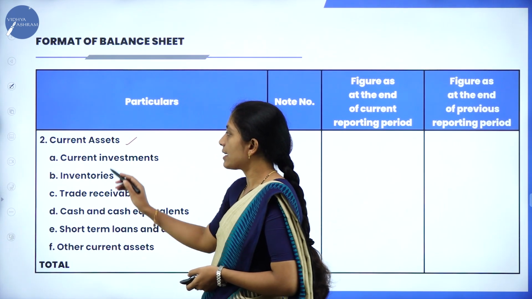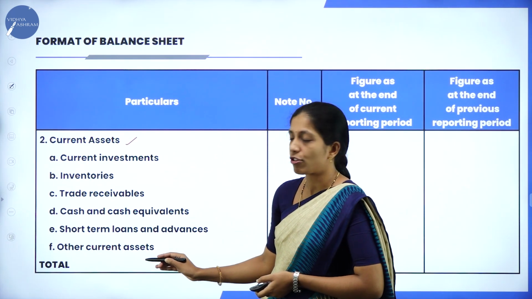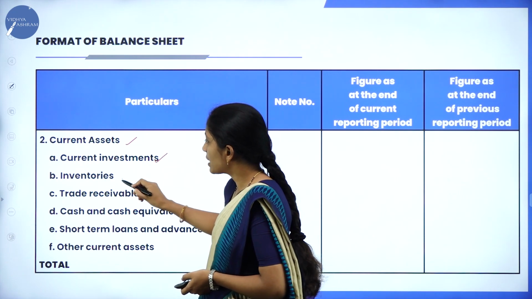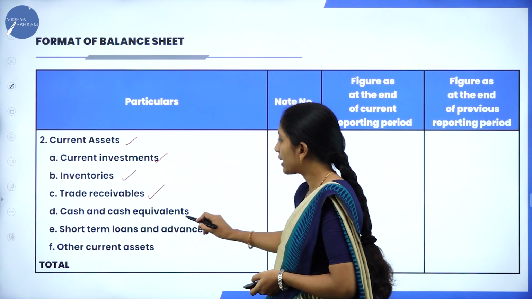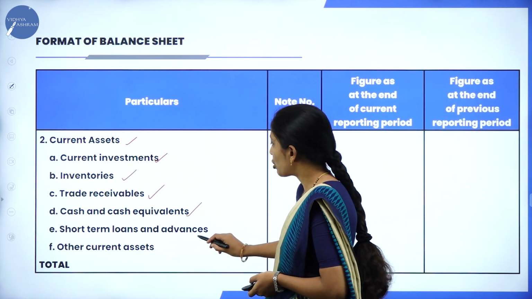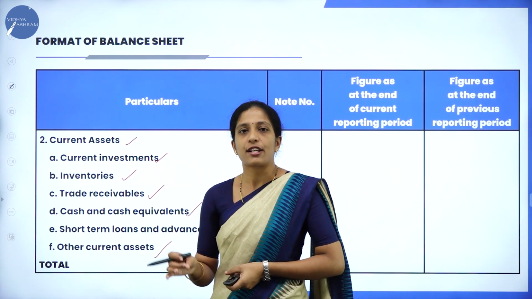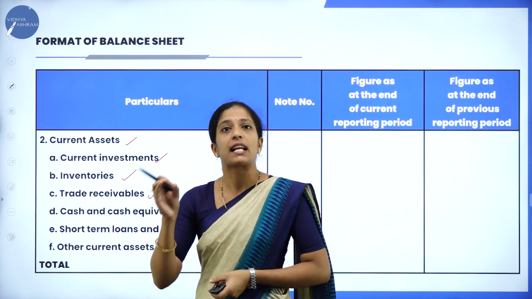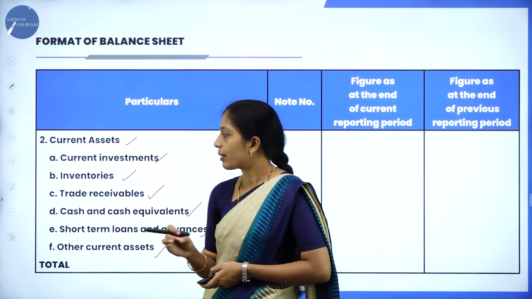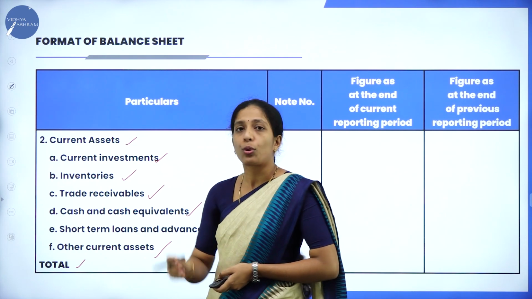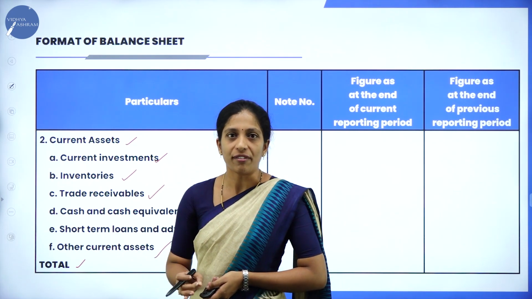Next, current assets. So they will give you certain current assets also: current investments, inventories, trade receivables, cash and cash equivalents, short-term loans and advances, other current assets. So under assets, you have only two classifications, non-current assets and current assets. Then you will get the total. The total of liability should be equal to total of assets.